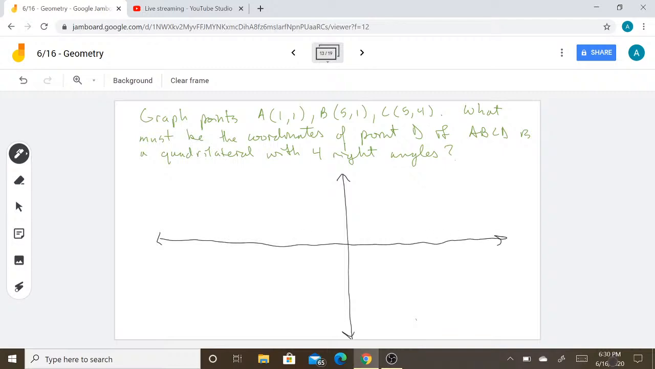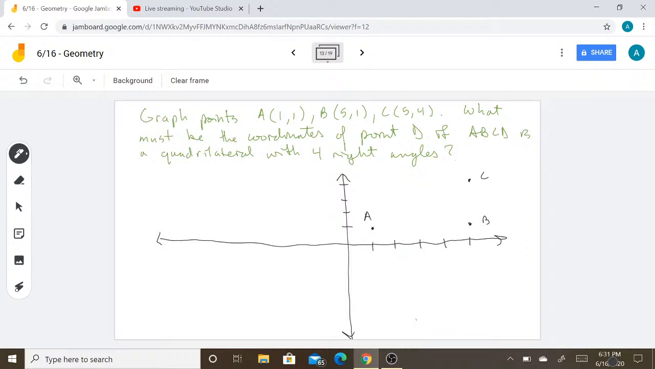So the first point is A, which is 1 comma 1, so A would be right there. B is 5 comma 1, so it would be right here. And finally we have C, which is 5 comma 4, right here.